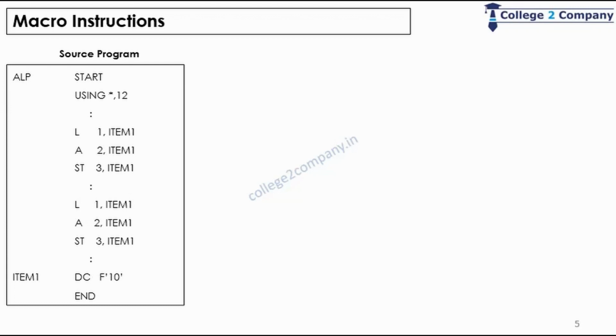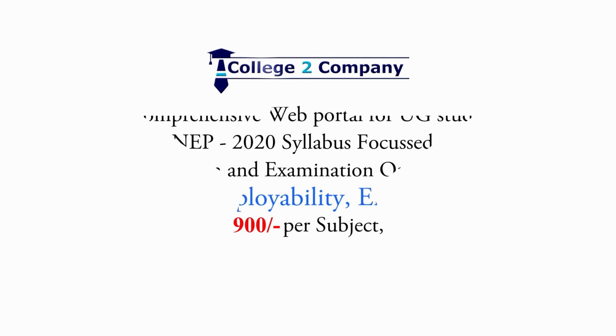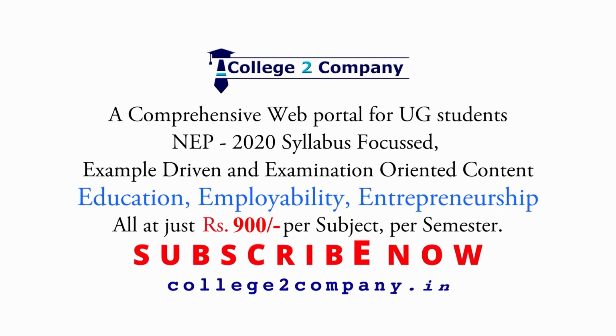Here we have an assembly language program written keeping the IBM 360-370 in mind. If we observe the program, we see that we have a set of instructions over here: load 1, item 1, add 2, item 1, store 3, item 1. We also see that the same set of instructions are repeated at another point in the program.